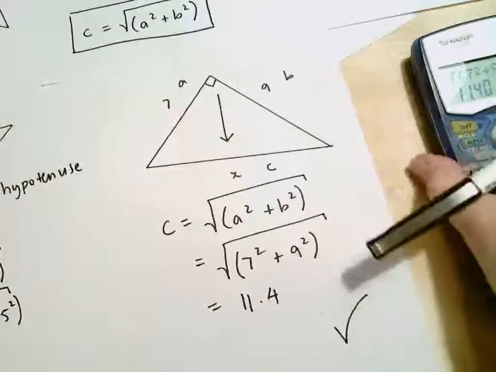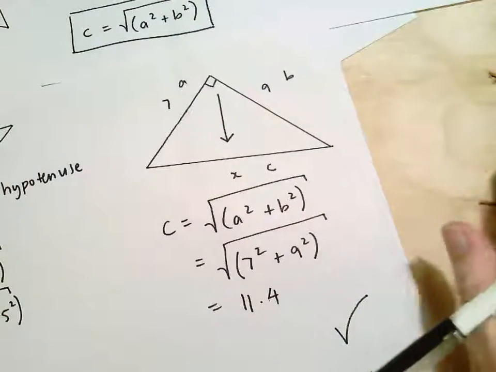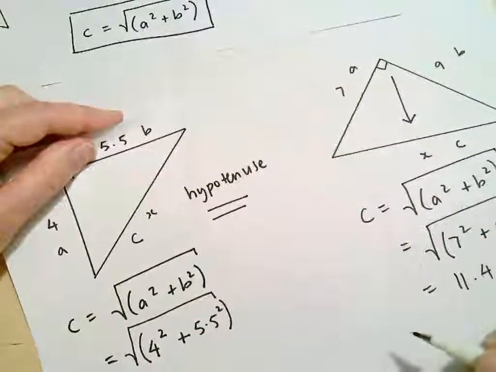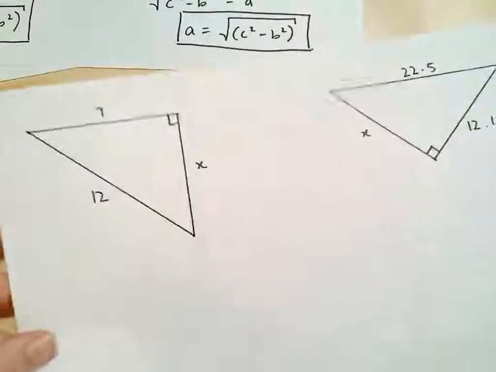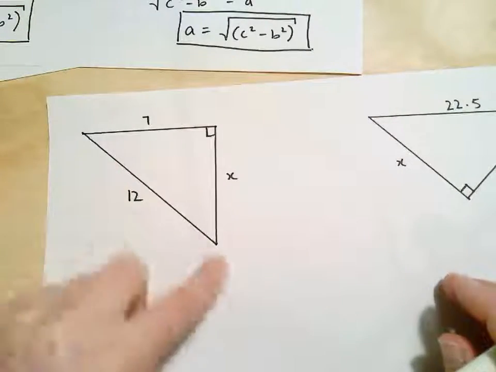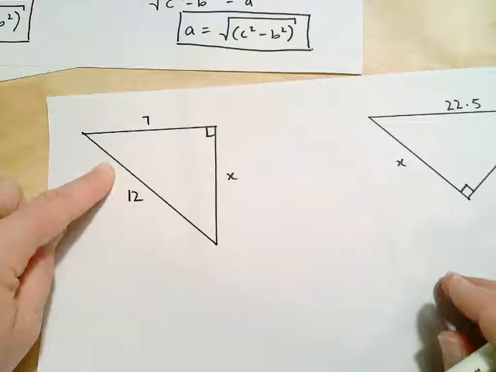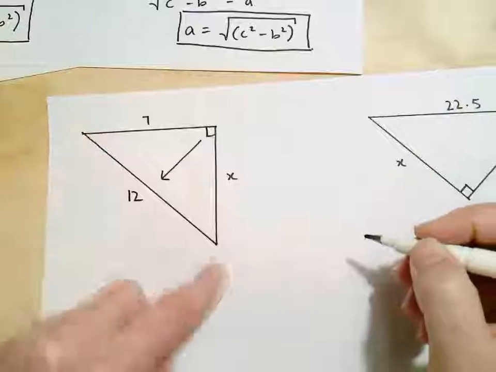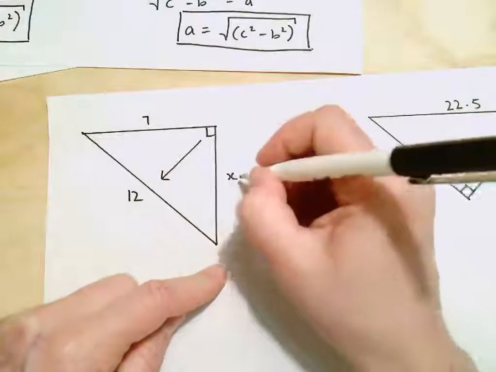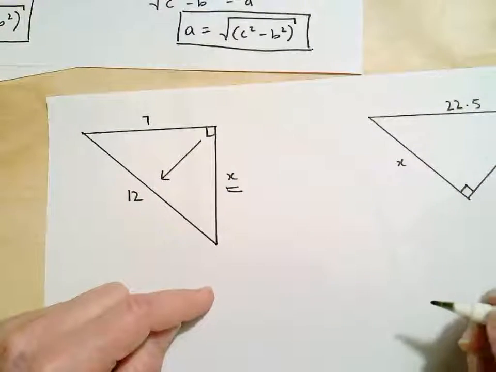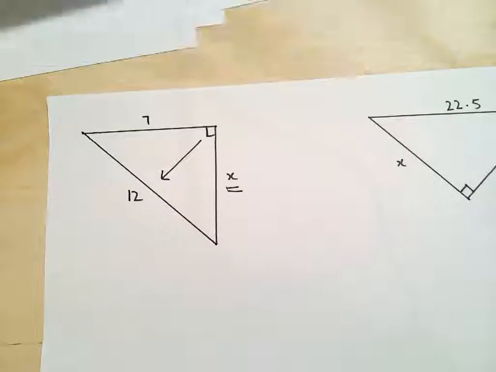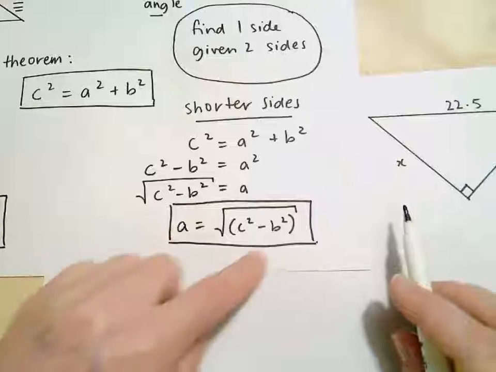Right, okay. Let's now move on to some where we're calculating the shorter side. So remember, these were calculating the hypotenuse. These questions here are about calculating the shorter side. So you can see I'm given the longest side, the hypotenuse here. I'm given the side that's opposite the right angle. I'm given the longest side, and I'm asked to calculate one of the shorter sides. So in this case, I need to use my other formula. I need to use this formula here.